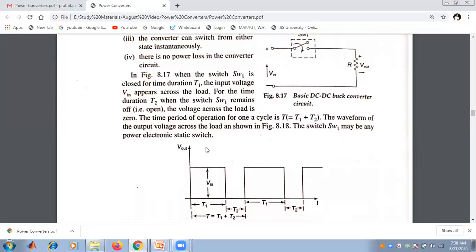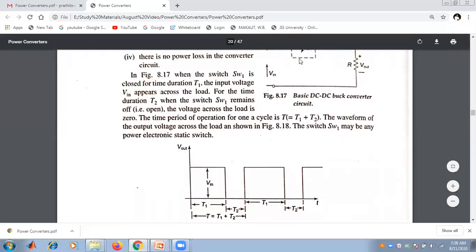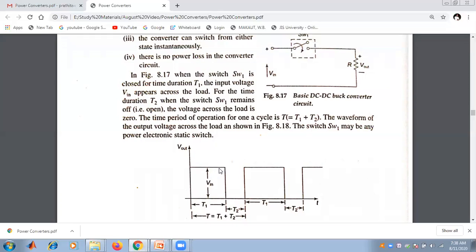So it is clear from our discussion that when the switch is closed for the time duration T1, the output voltage V out is equal to V in. And when the switch is off for the time duration T2, the output voltage across the load is 0. So for one particular cycle, that is for a time period T, this is the pattern of the output voltage that we have obtained for a DC to DC buck converter.